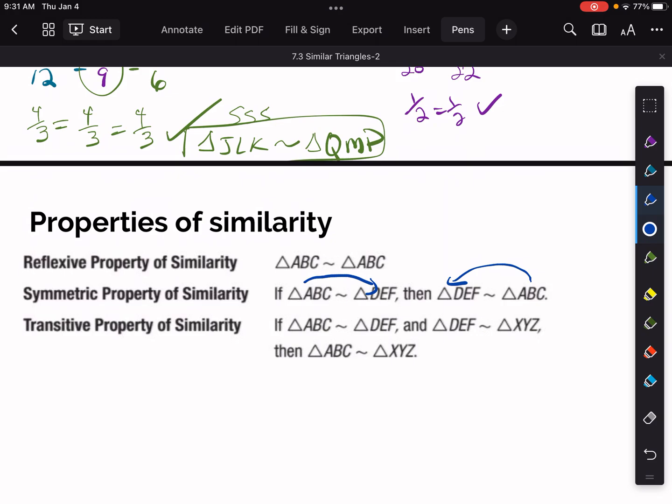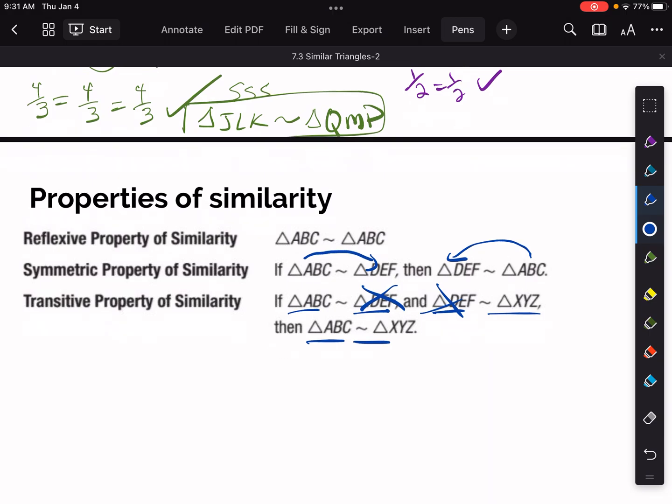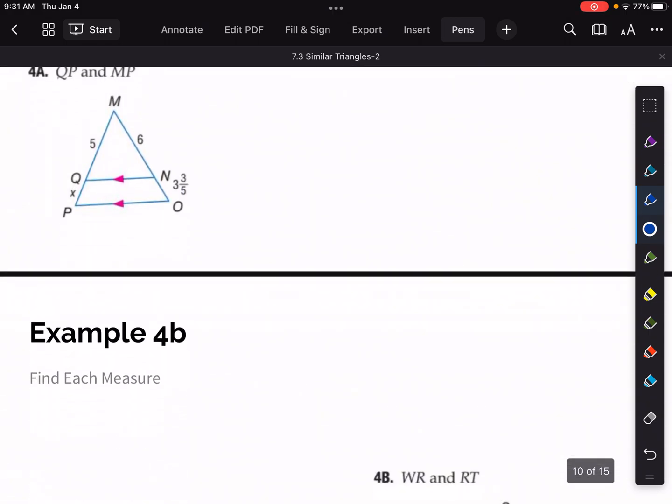That's a symmetric property. Then the transitive property, remember that if we have something like this where you have ABC similar to DEF, and we know DEF similar to something different, we can cut out this middle guy, okay? That's called the transitive property. So we may use that from time to time in here as well. Let's see if there's any examples of this.